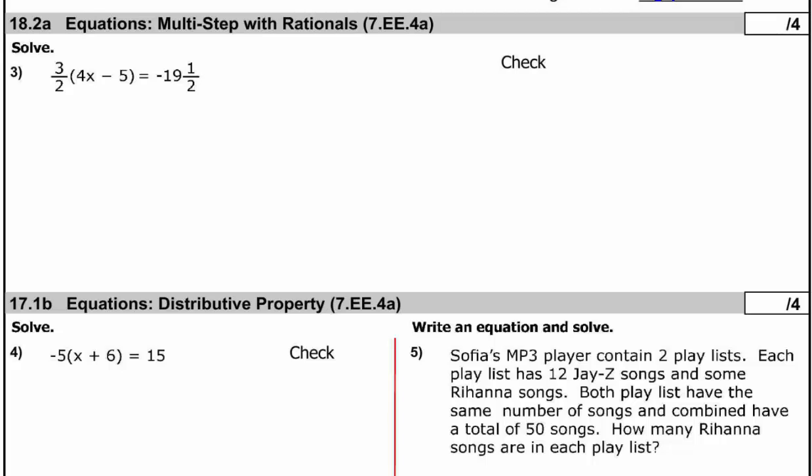So problem number 3, we're going to use a process called fraction busting on this. Now, if you did number 3 by changing the 3 1/2 into 3.5 and the negative 19 1/2 into negative 19.5, that's fine. The problem with that method is, while it works well on some numbers, it doesn't work well on others.